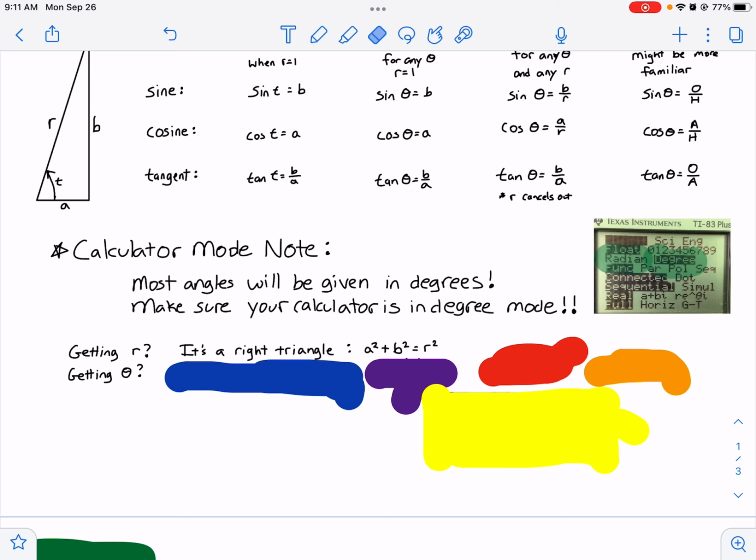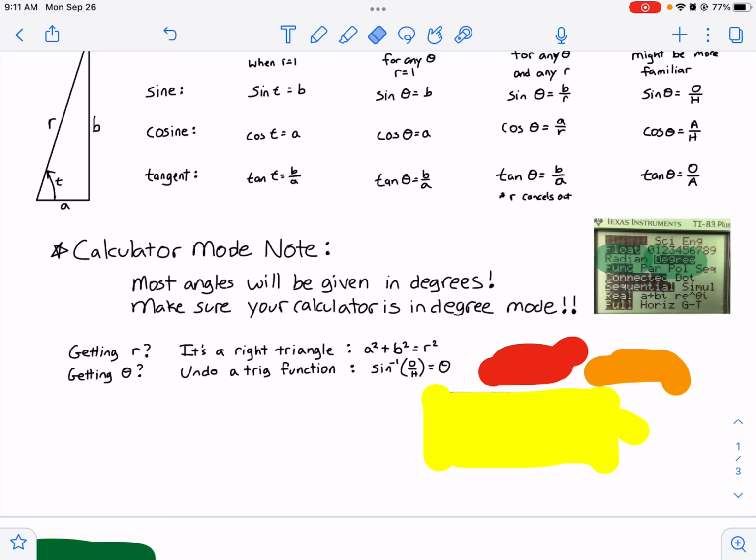What we're going to do is undo the trig function, and that looks like this. It looks like a sine with a little -1 on it. It's kind of like an inverse function. Okay, inverse sine.